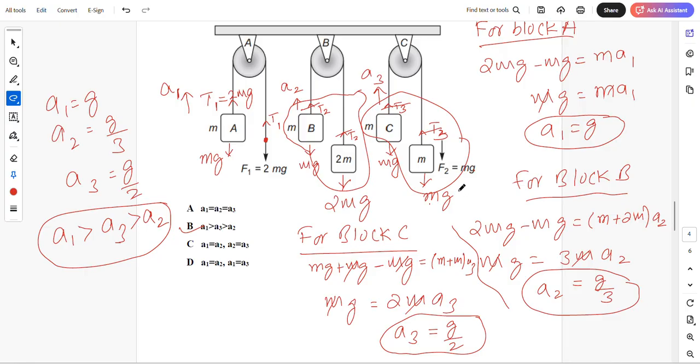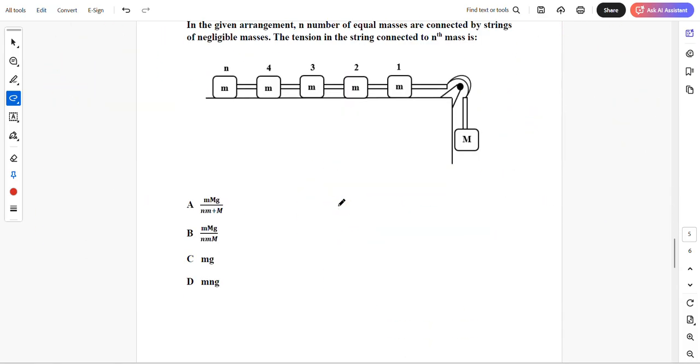This is force due to what? This is force due to gravity. This is force due to what? Gravity. Weight. Understood? Hope you understood. We'll go to the next problem.